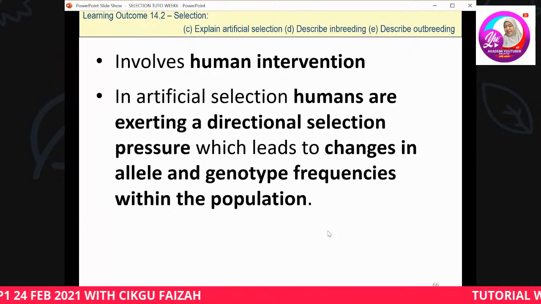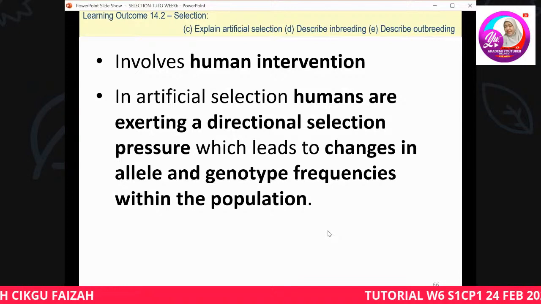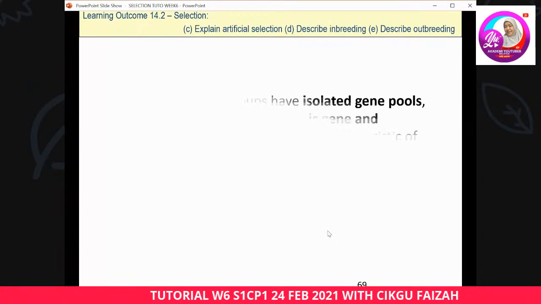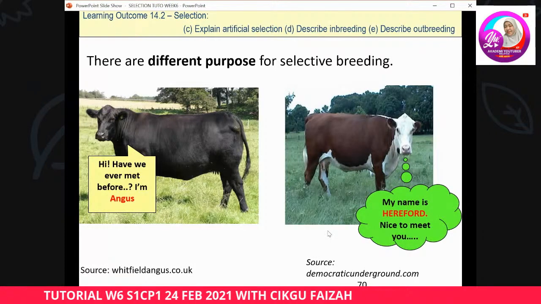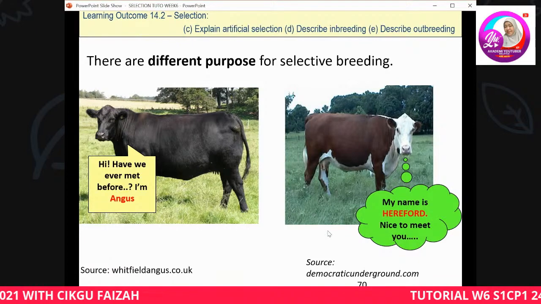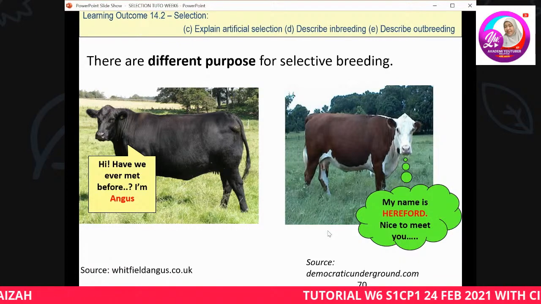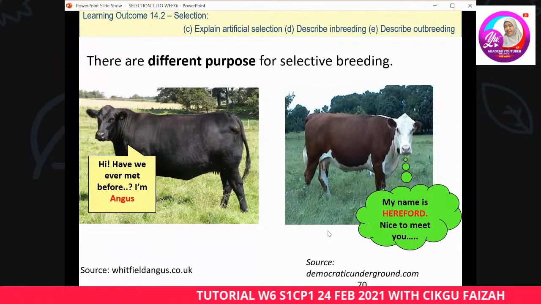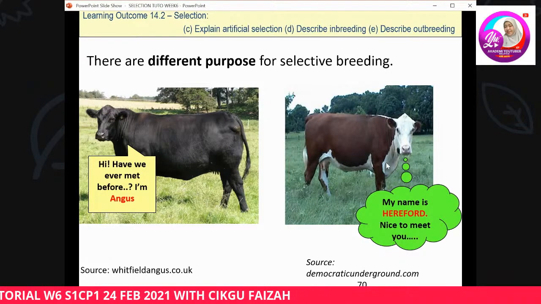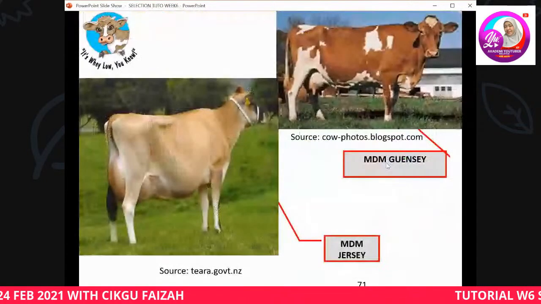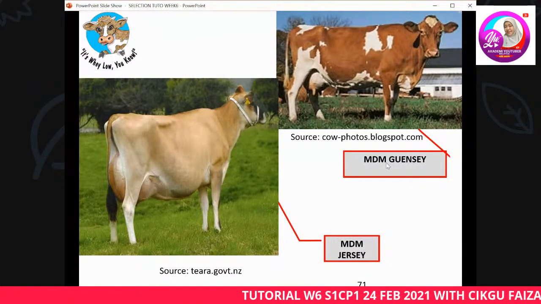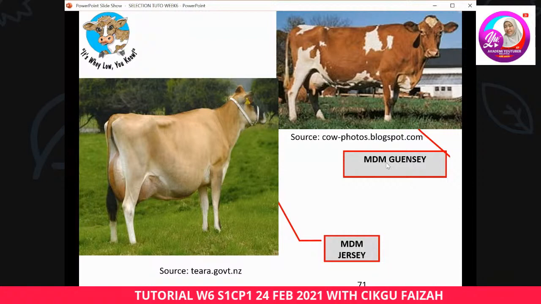You can refer to page 78. There are two types: outbreeding and inbreeding. Teacher just shows the class an example of desirable traits, where we choose, or decide to choose. This one is called Angus, and this one is called Hereford. Look at this female cow. Why? They produce milk. You like drinking milk, right?